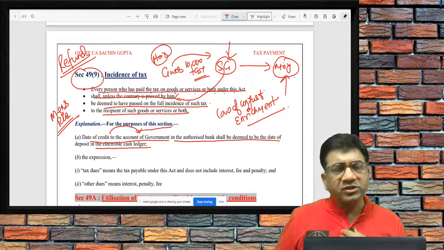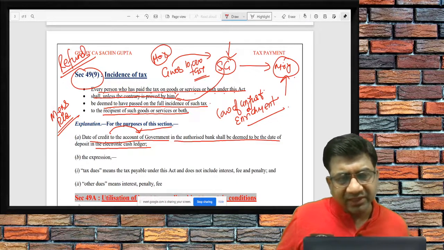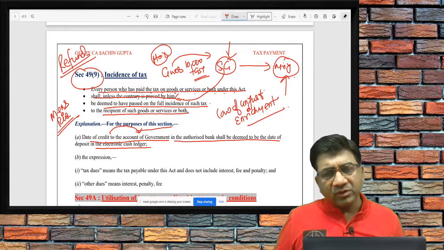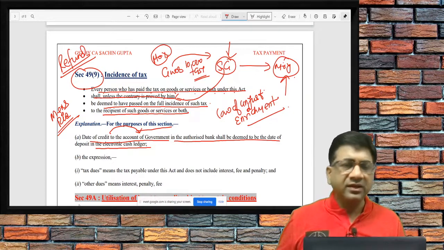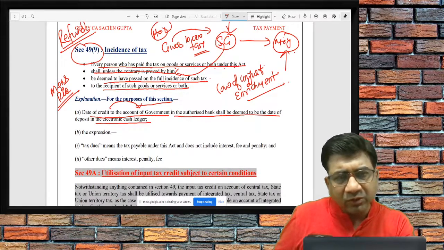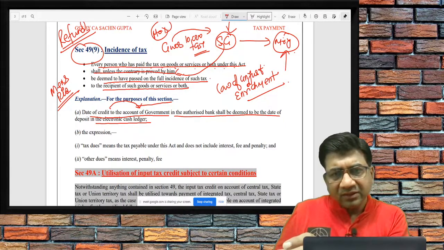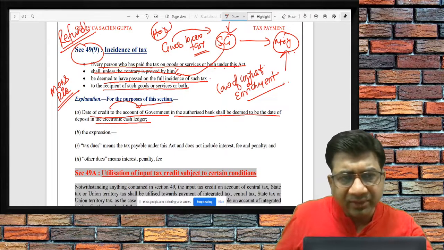Once you deposit money in the electronic cash ledger, it will be deemed like the date of credit to the account of the government in the authorized bank shall be deemed to be the date of deposit in the electronic cash ledger. What is the purpose of this? It's not making sense to me.